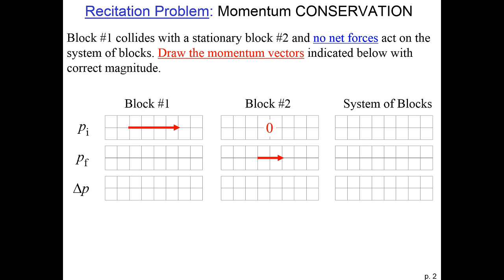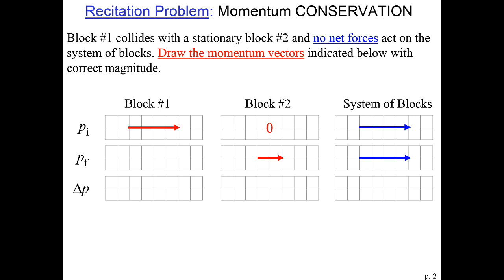Well, since block number 1 starts out with 4 momentum and block number 2 has no momentum, then we add them together and we get the total momentum to be 4 to the right. Next, we want to find the final momentum, and so here this must be equal to the initial momentum. So it turns out it's just the same as the initial momentum, right, due to conservation of momentum.